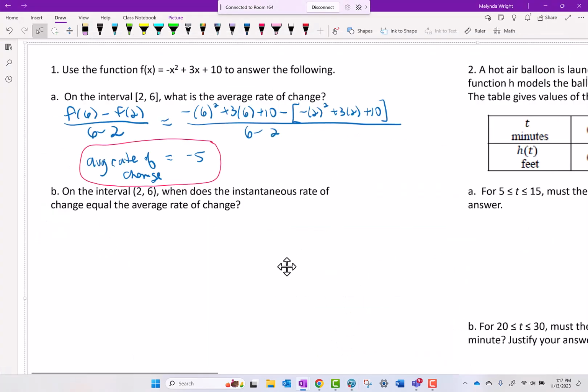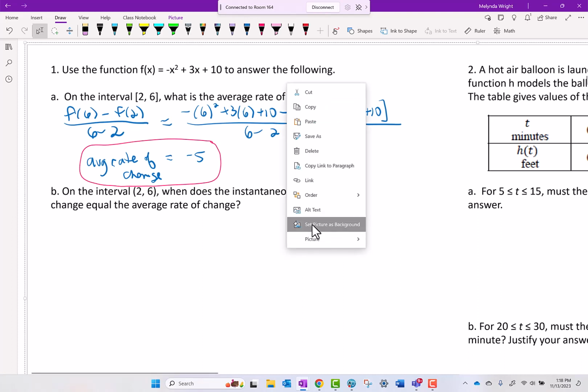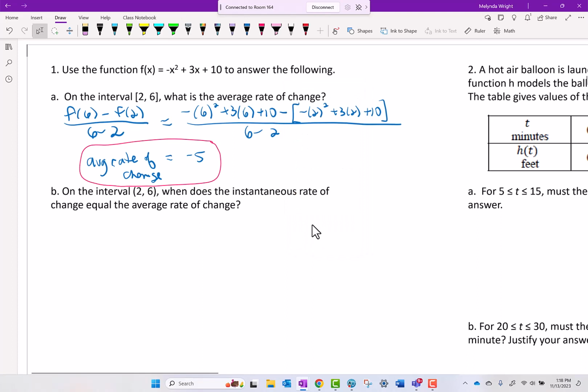Now they want to know on the interval, when does the instantaneous rate of change equal the average rate of change? Okay, that's the formula. Even though it's not saying that this is MVT, we really should recognize that this is MVT, because they're saying average rate of change equals instantaneous rate of change. That's MVT. So when would that happen? Well, how are we going to do that? Well, we know what the average rate of change is. How do we know when the instantaneous rate of change is -5? How do we know that?